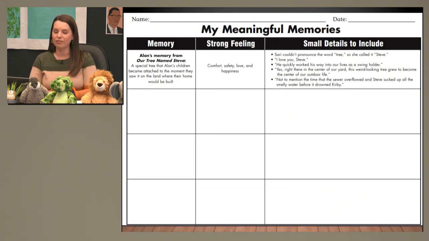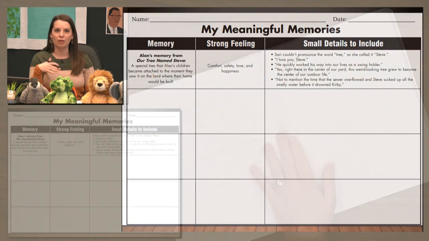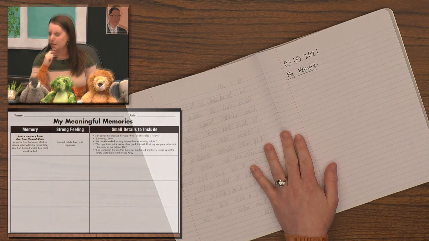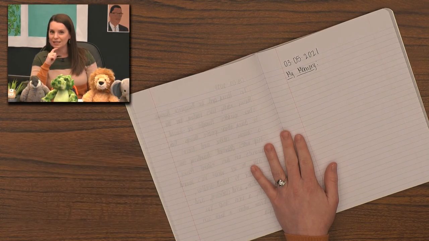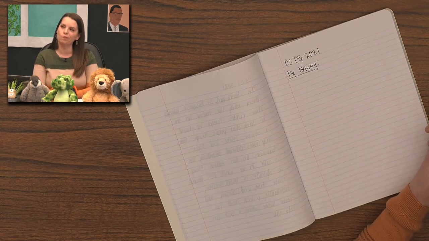We did have this graphic organizer, My Meaningful Memories, and I don't have it, so I'm just going to model doing this in my writing notebook, just like you could do at home. So the first column is the memory. So I'm going to model doing a think aloud of a memory that I might have from my life. I'm going to think about the strong feeling and the small details to include. I'm going to take some think time.